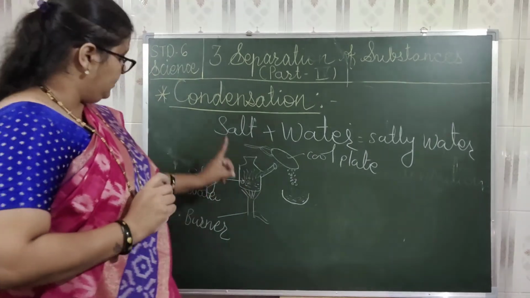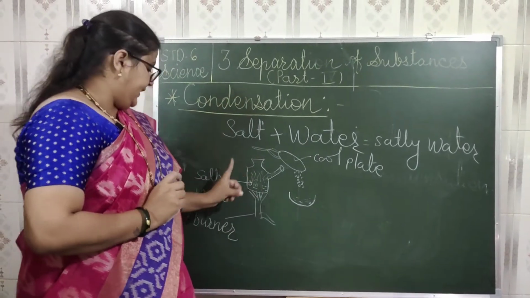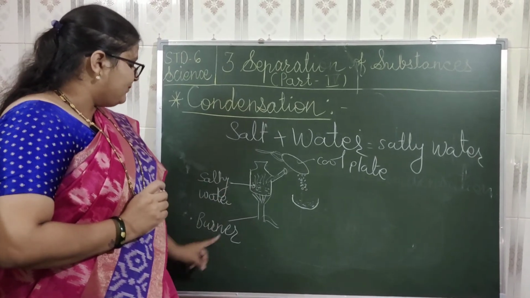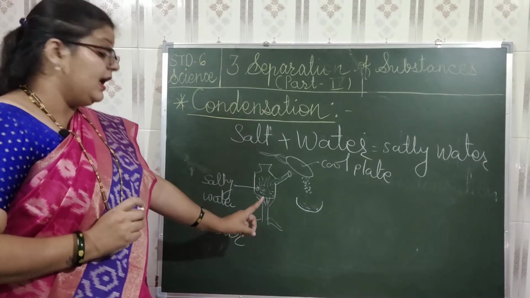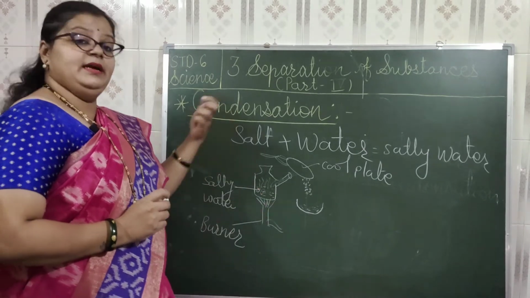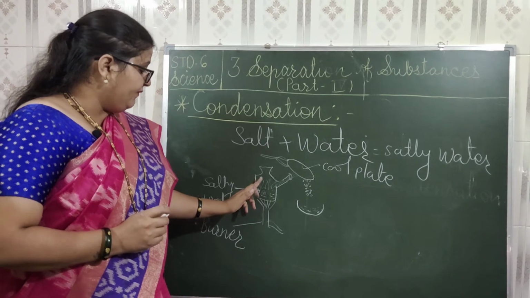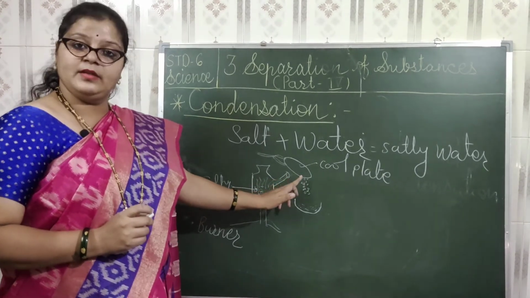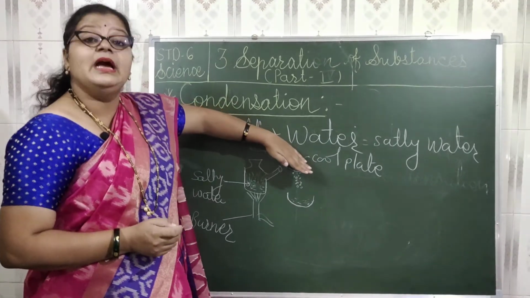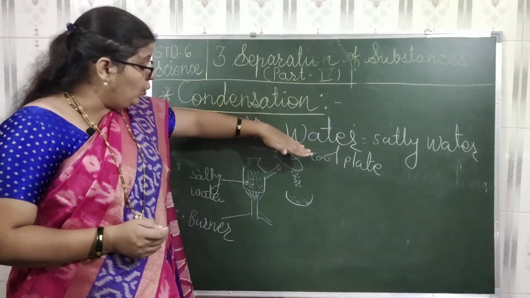See what happened? Salt water was taken into one kettle. With the help of the burner, I provided it with heat. Eventually it started boiling and turned into water vapors. The water vapors then passed through this spout. What I did, I held one cool plate here.